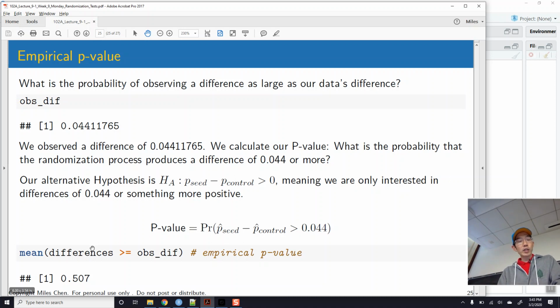So this is what I do. This here is a logical vector. Differences is values like 0.04 and 0.13 and whatever. And the observed difference is this value of 0.044. And I'm asking, are the differences greater than or equal to the observed difference? This quantity inside here is going to be a logical vector of trues and falses, 10,000 of them. And then I'm asking for the mean. So what proportion of these differences are greater than this? And it says around 50%, 51%. So my p-value is really big at 50%.